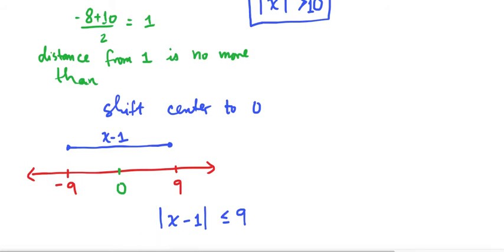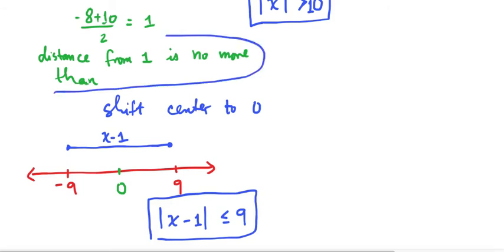And you can see this statement right here, which is our final answer, and this statement right here, which we've written in words, is really saying the same thing. x is the solution, and the distance between x and 1 is no more than 9. The distance of x from 1 is no more than 9.